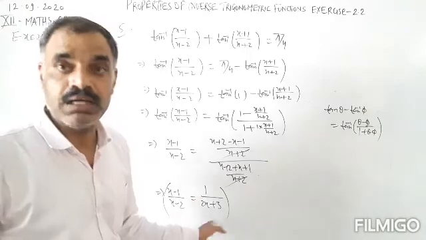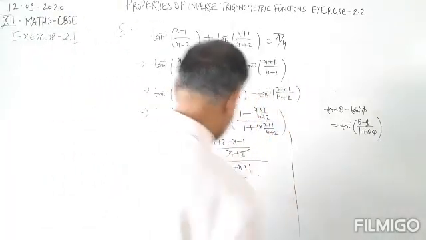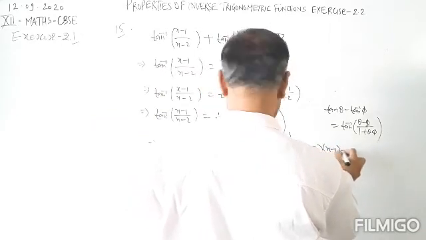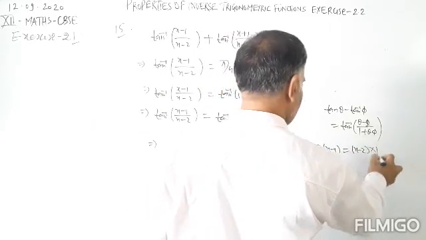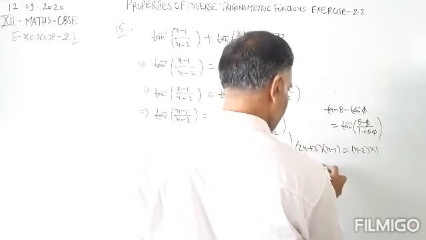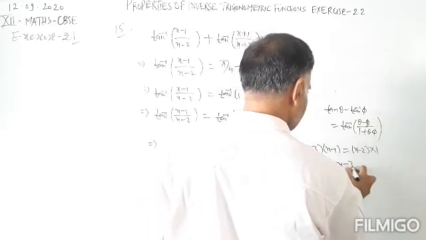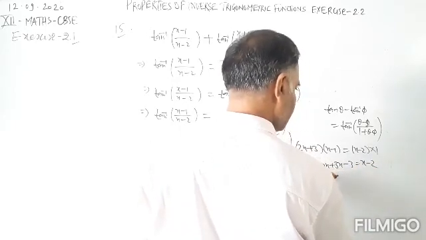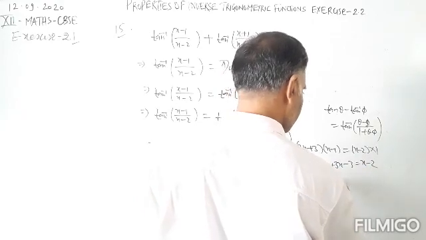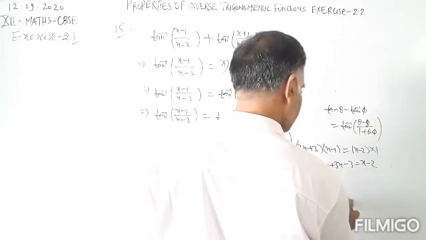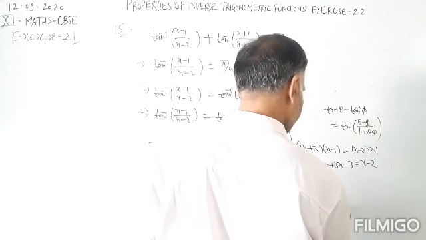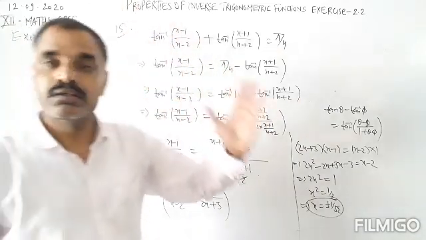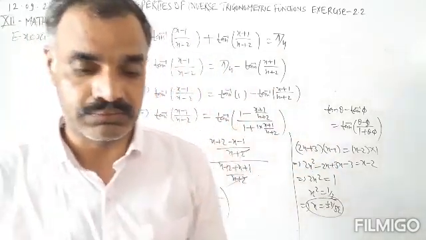Now solving this, we will have a quadratic equation: 2x plus 3 into x minus 1 equals x minus 2 into 1. So 2x square minus 2x plus 3x minus 3 equals x minus 2, so 2x square minus x minus 3x equals 1. X square equals 1 by 2, means x equals plus minus 1 by under root 2. So this is the solution of the given inverse trigonometric equation.